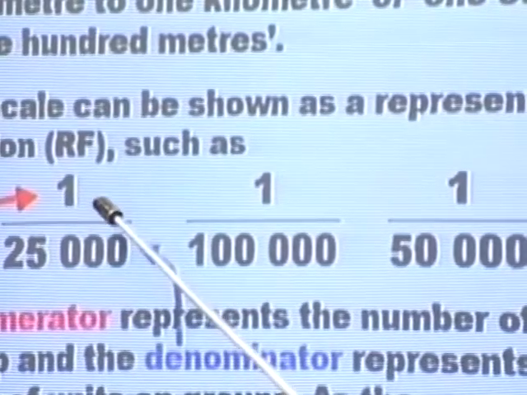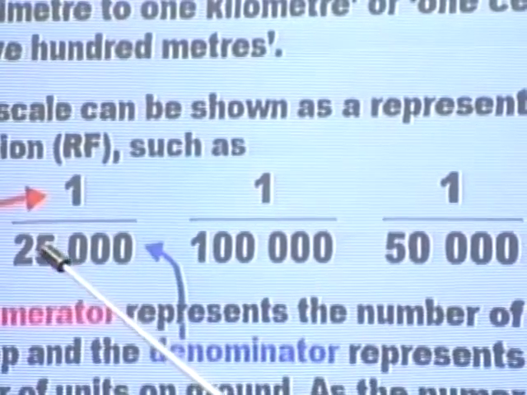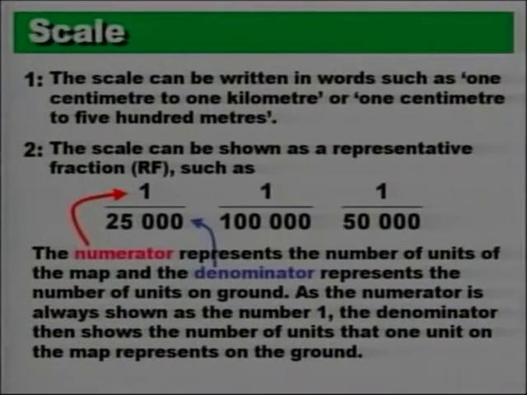Whatever unit of measurement that 1 is representing, it is equal to that same unit of measurement on the ground. So if it is centimeters, then it would be so many of that centimeter on the ground. The 1 represents on our map the numerator, and the denominator represents that unit on the ground, or in reality.